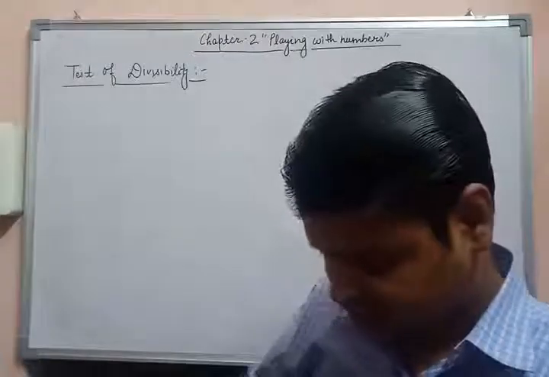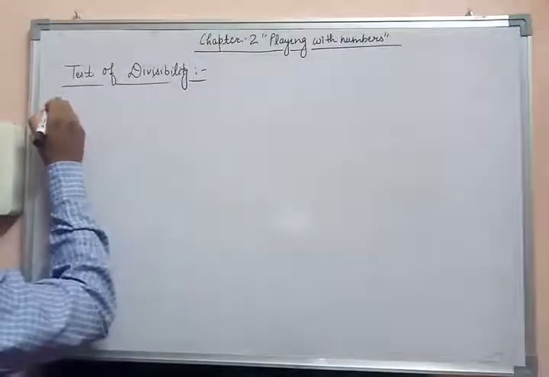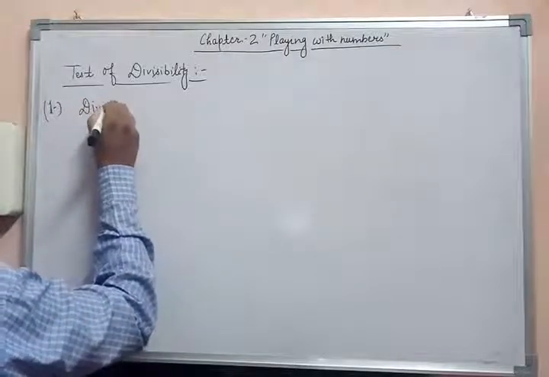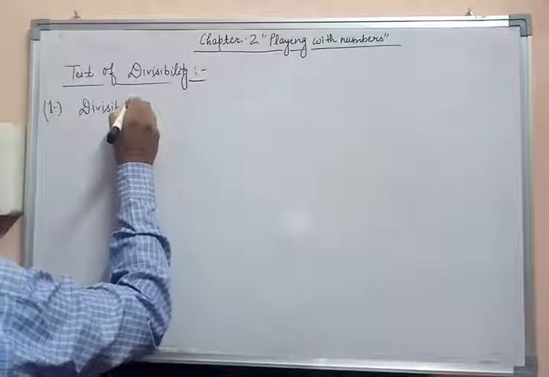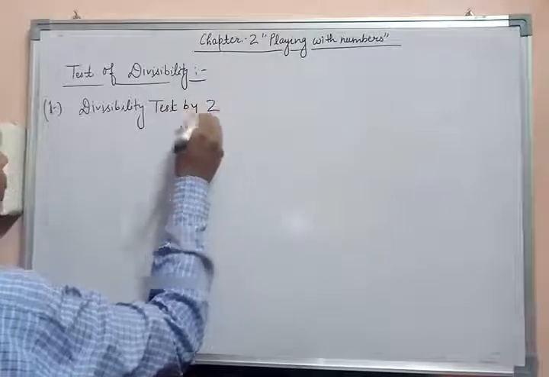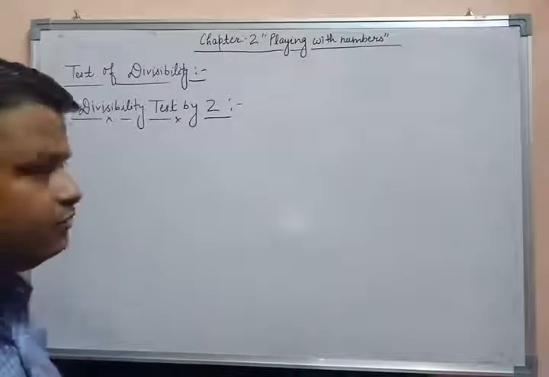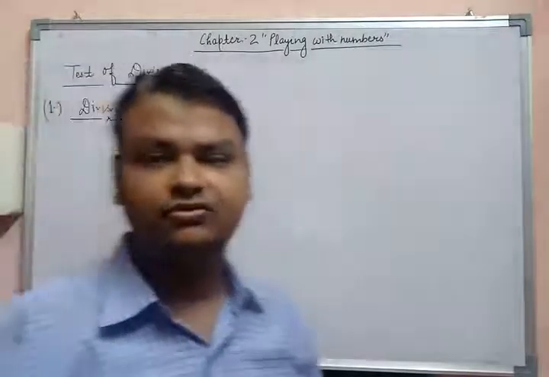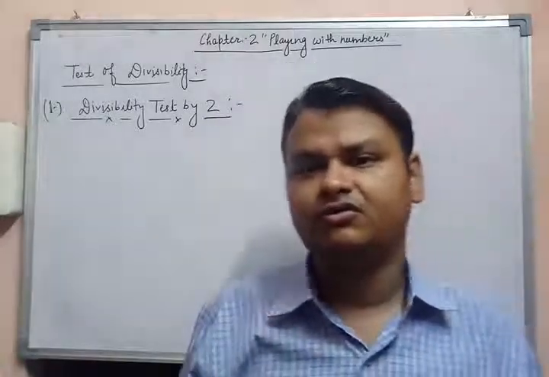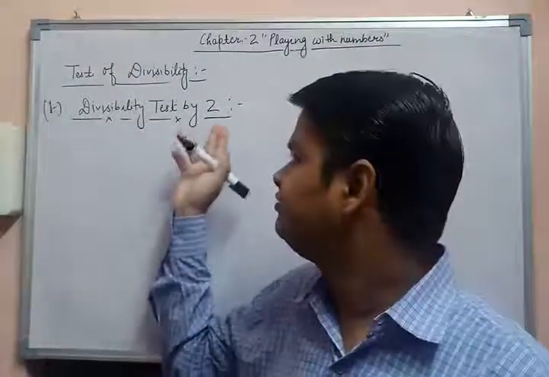So first, in this rule, the first point is divisibility test by 2. Listen students, 1 is a factor of all the numbers, so there is no rule for 1. So we will start the test of divisibility rules from 2.